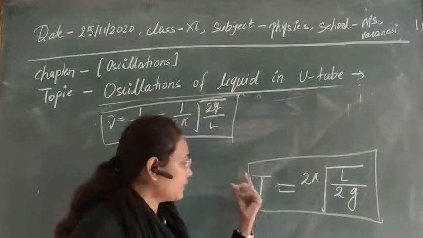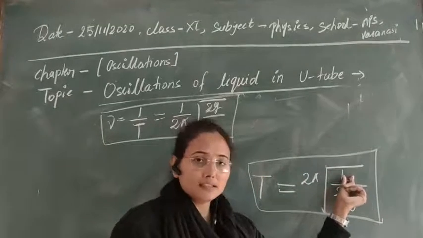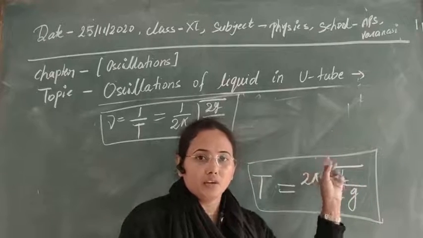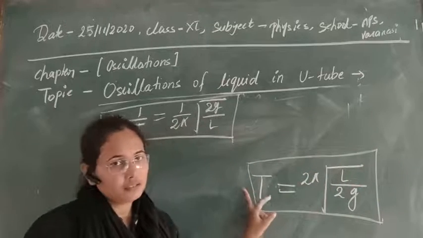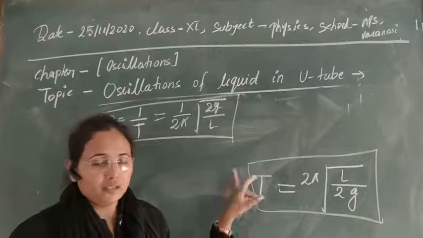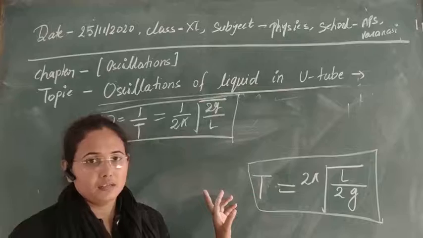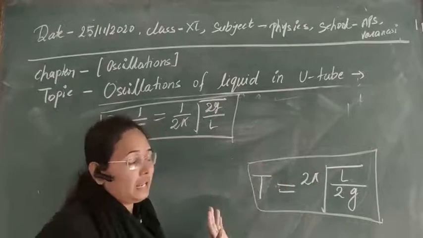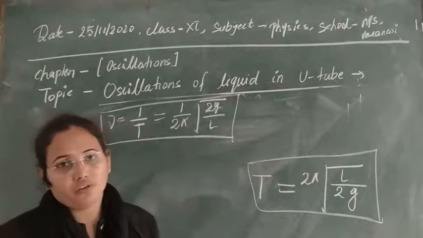So for that, if you decrease the height or length of the liquid column, then accordingly there will be a decrease in time period. And if g is increasing, then due to that factor it will also decrease. So both factors affect the time period or the frequency of oscillations.